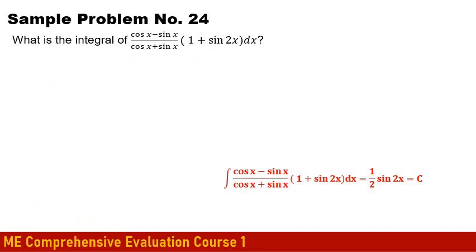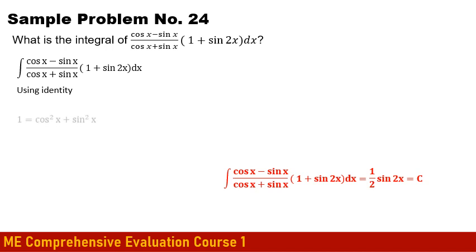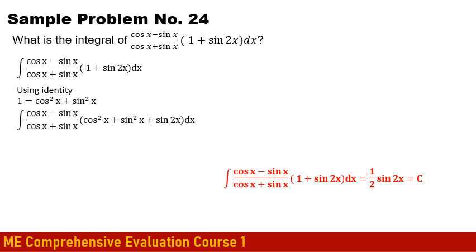What is the integral of (cosine x minus sine x) over (cosine x plus sine x) multiplied by (1 plus sine 2x) dx? So this is our given. Using an identity, we can reduce this equation first before we integrate. Our 1 is equal to cosine squared x plus sine squared x. So we can substitute the value of our identity for the 1 in the equation, so that we will have this part.